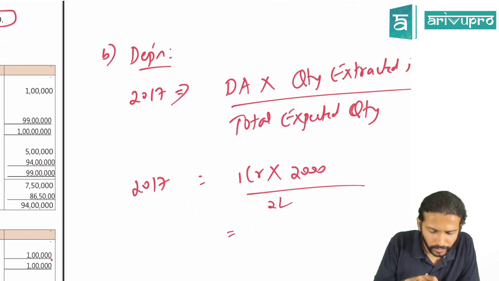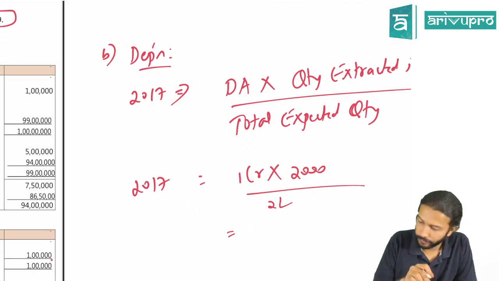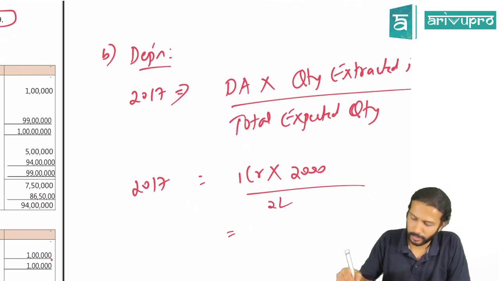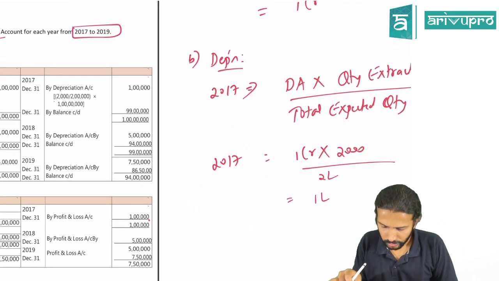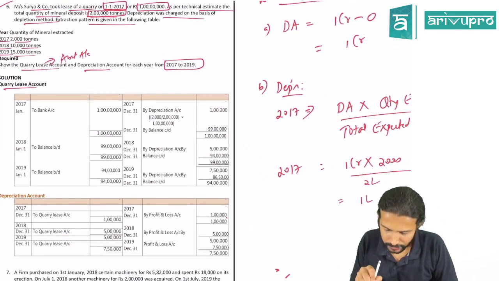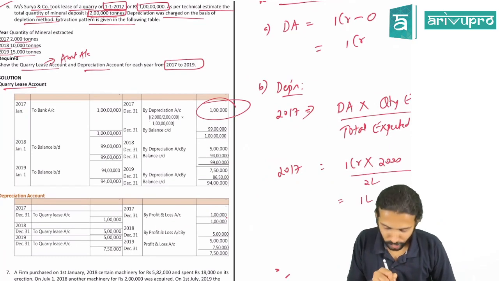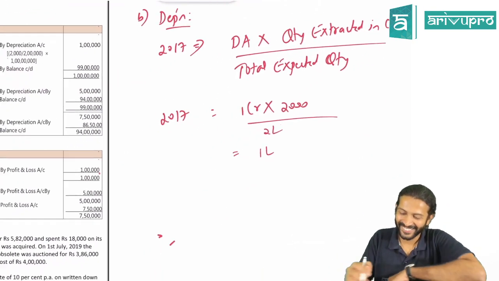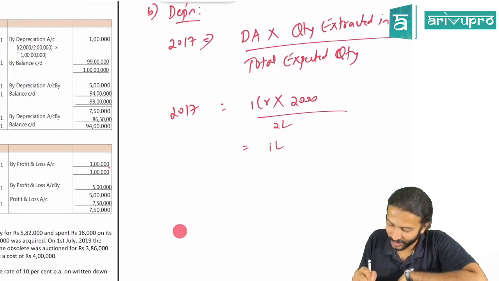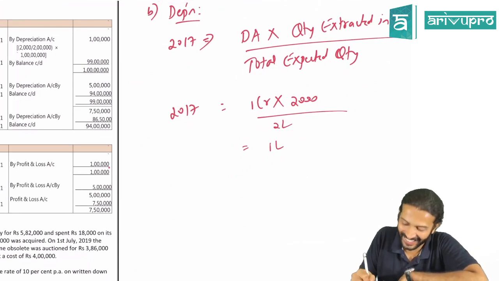1 crore, how many zeros? Okay, 1 crore divided by 2 lakh into 2000. That will be 1 lakh is the depreciation. 7 lakh, 7 lakh, 1 lakh, look. You're confusing me, 1 lakh only, no? Okay. 2017 is depreciation. Oh, 7 zeros. Okay. Thanks, macha.